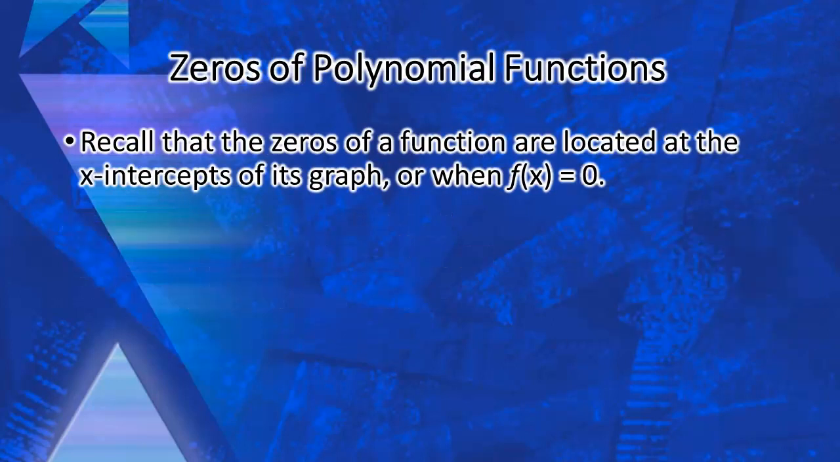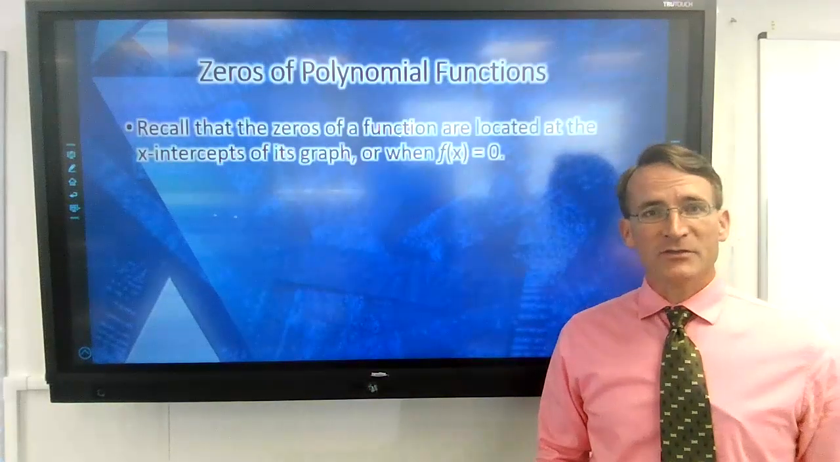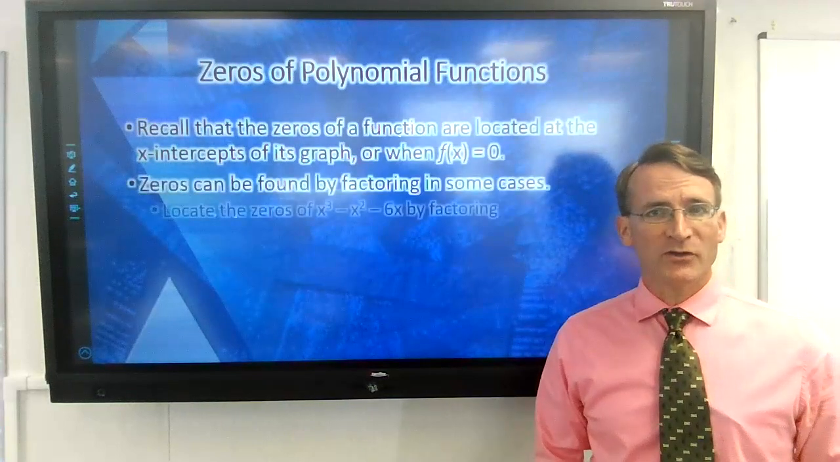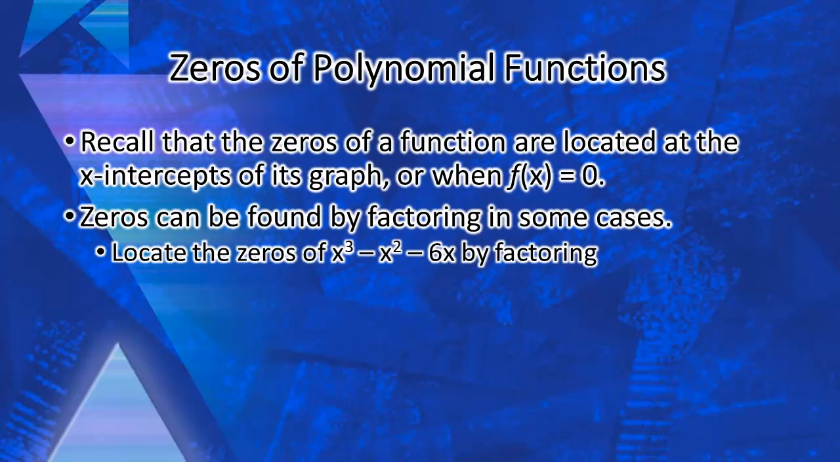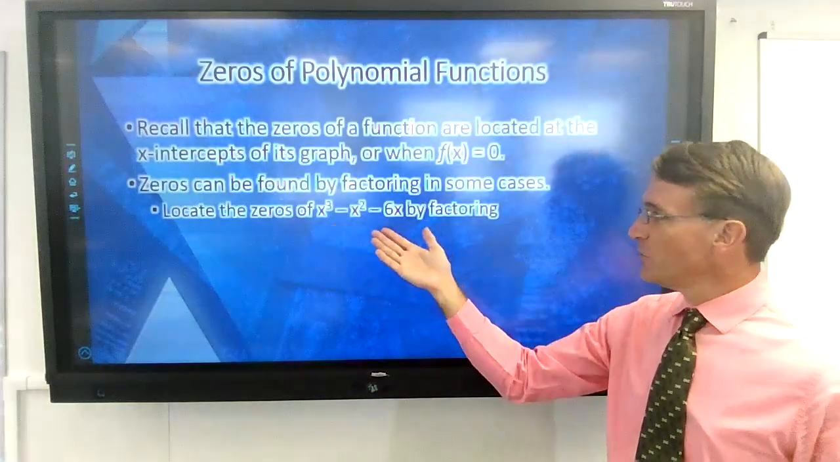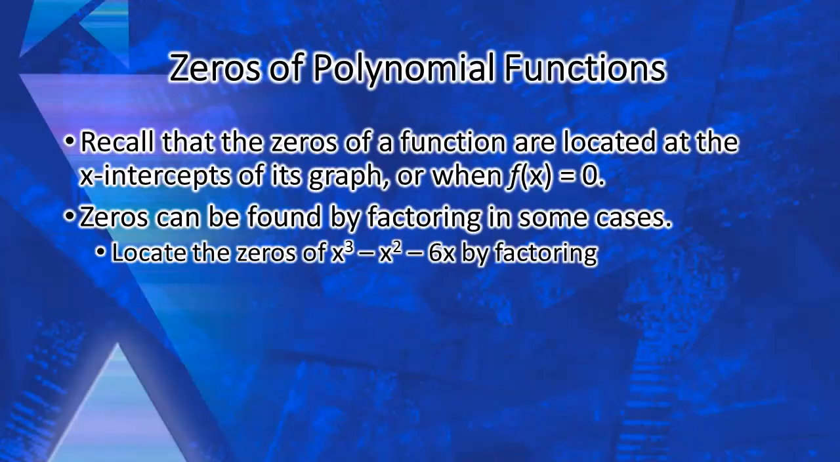So let's discuss the zeros of polynomial functions. Remember that zeros are the locations whereby my graph is going to cross the x-axis, which means my y value is equal to 0. So f of x is going to be equal to 0 at those points. Zeros can be found by factoring. So yes, we can graph the function and find the zeros that way, but in some cases we can also do it by factoring. So let's see if we can factor this polynomial into binomials to where we can find where our zeros are.